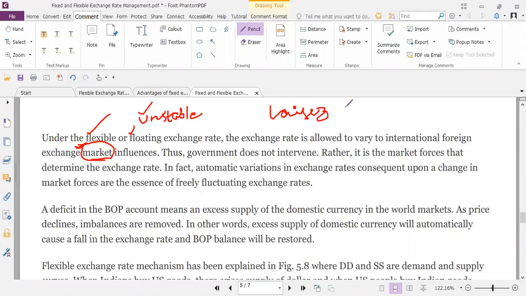I think it was there in your syllabus. So this means no interference from the government side. No government intervention. So the same thing. Right? So thus, government does not intervene. Rather, it is the market forces that determine the exchange rate. So the market is determining here. In fact, automatic variation in exchange rates consequent upon a change in market forces are the essence of a freely fluctuating exchange rate system.